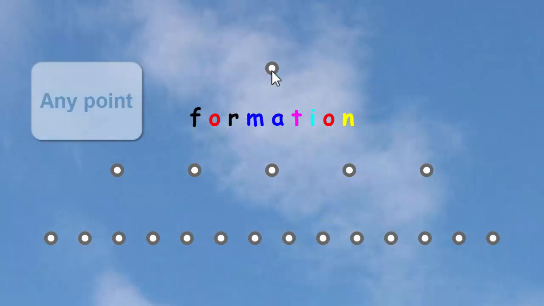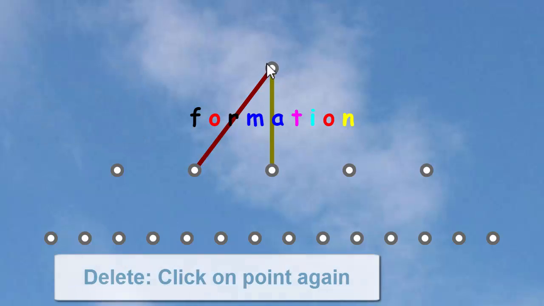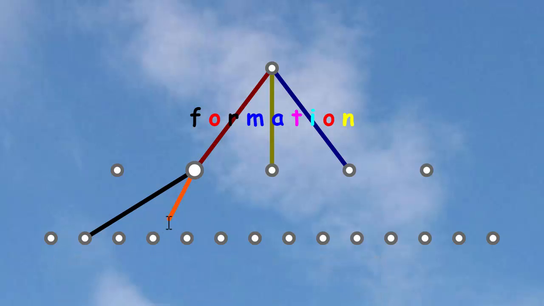You can select any points for the syllables on the second row and any points for the letters on the third row. However, you cannot select more points than there are syllables and letters. To delete a connection between a syllable and a letter, click on the point in the letter row. Connections between the word point and the syllable points cannot be deleted.